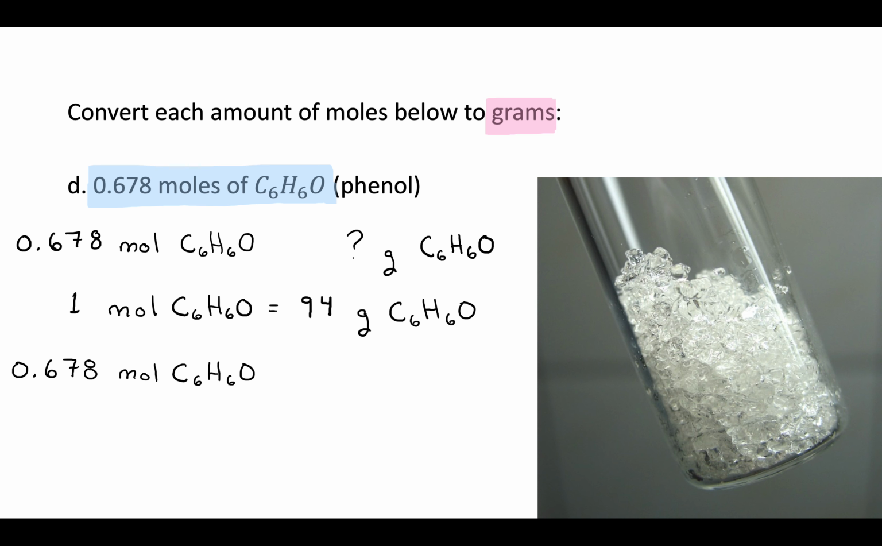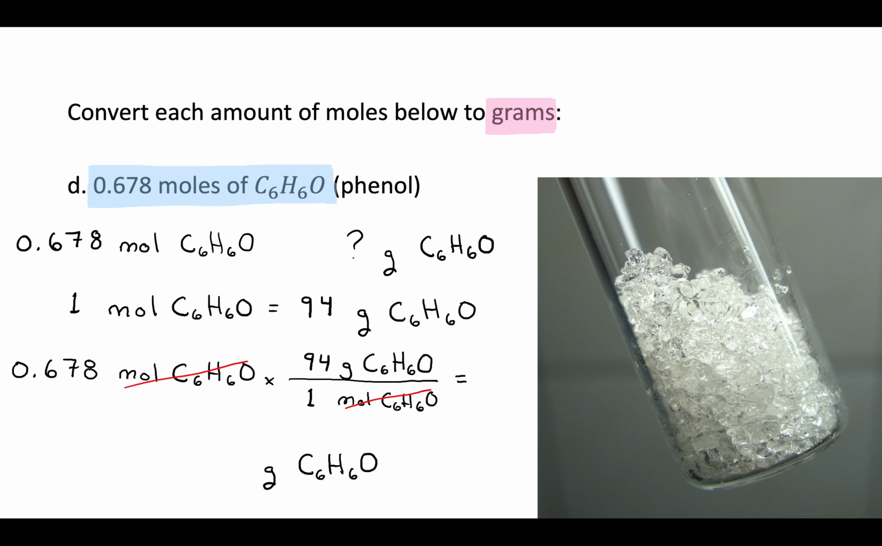Every time you do a conversion, write a multiplication sign, a fraction bar, and the units you start with go on the bottom of the fraction so that they cancel out. Now I'm going to fill that fraction in with my conversion factor. Next to moles of C6H6O goes the number 1. Going over the fraction bar is like going across the equal sign, and on top you'll have 94 grams of C6H6O, or phenol. Moles of phenol cancel, and we are left with grams of phenol.